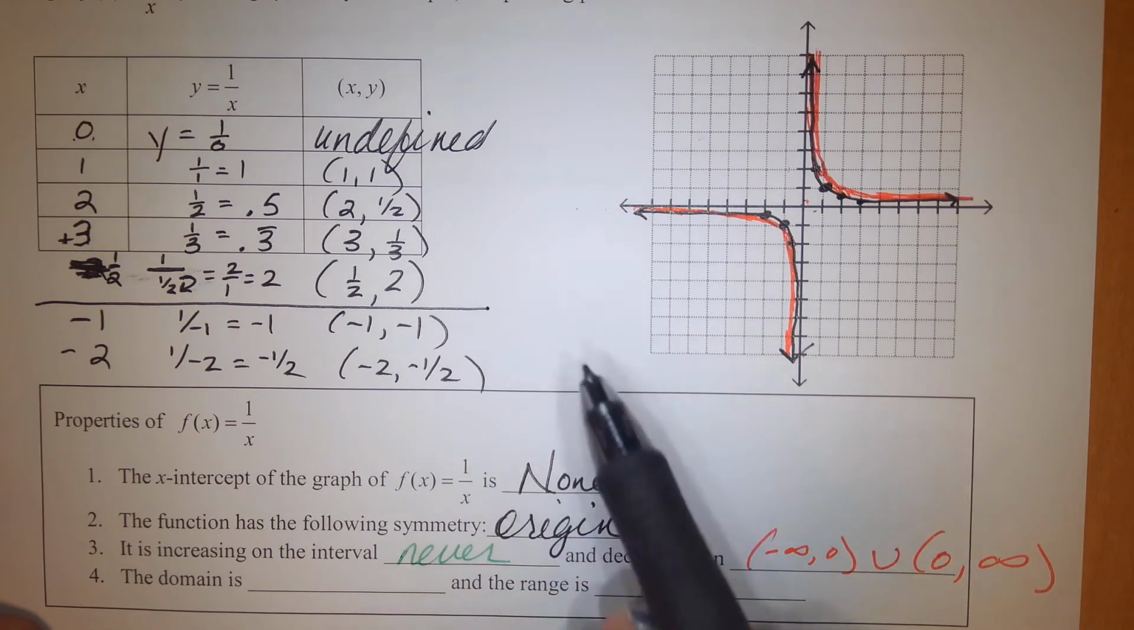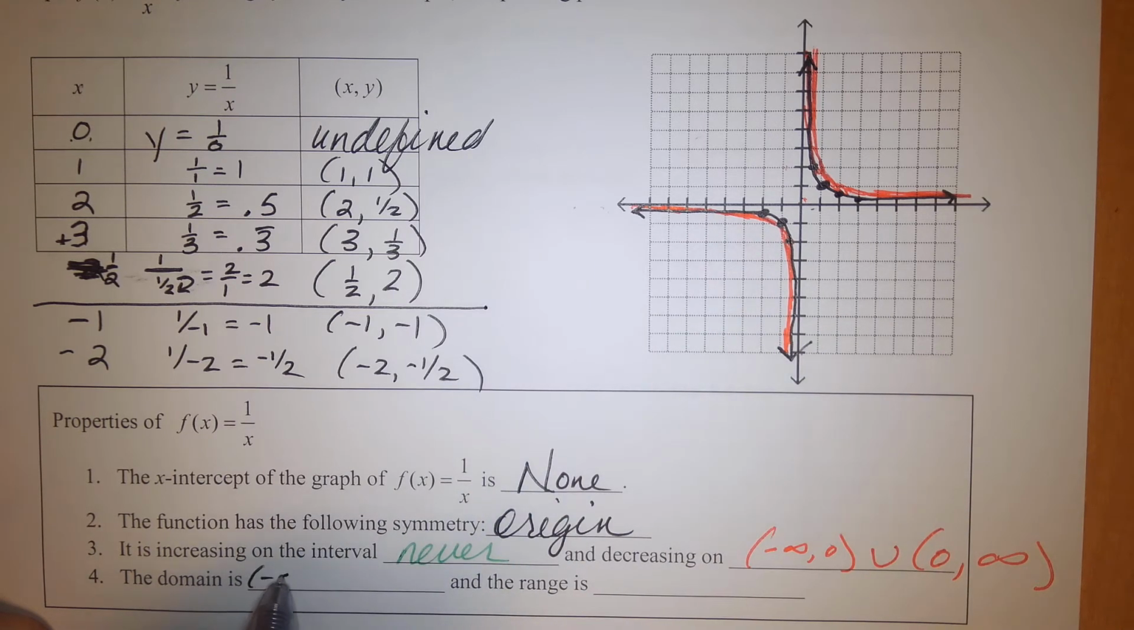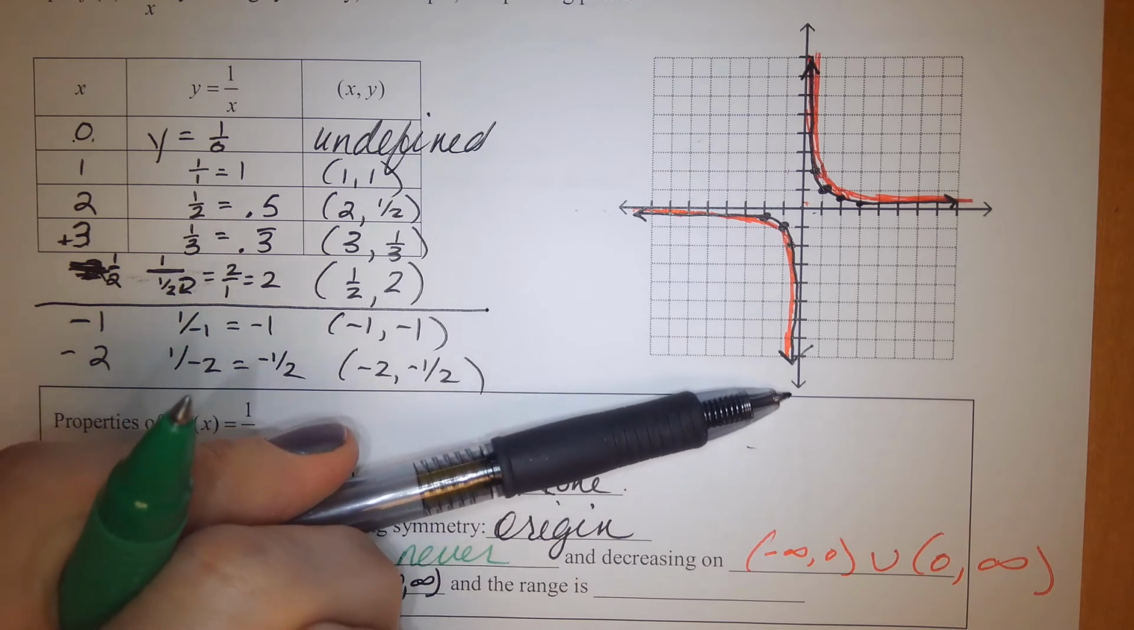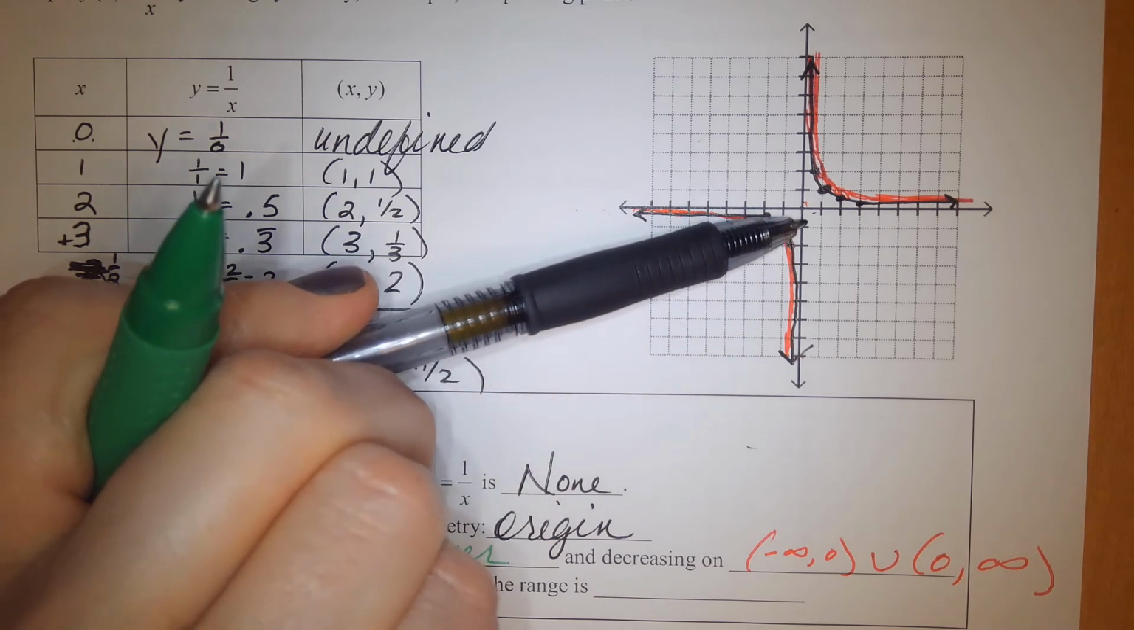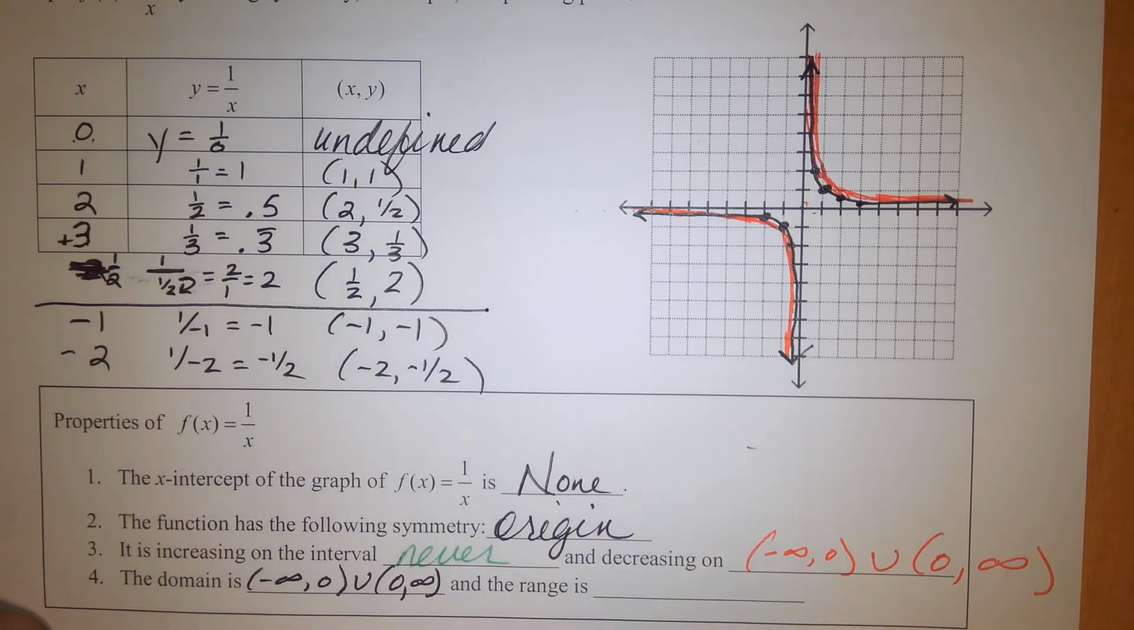The domain goes from -infinity to 0 and then picks up on the other side of 0 and goes to +infinity. The range does the same. Starts at -infinity, goes to 0, picks up on the other side of 0, and goes to +infinity.